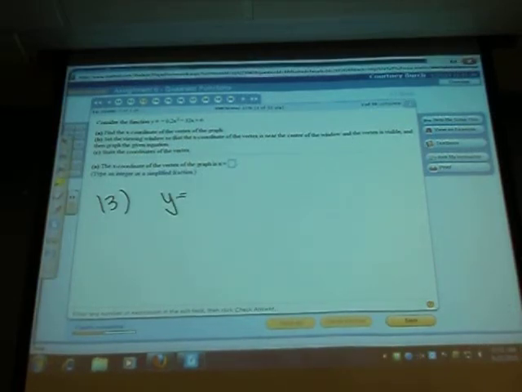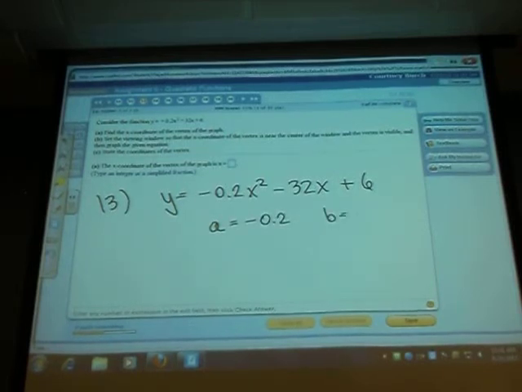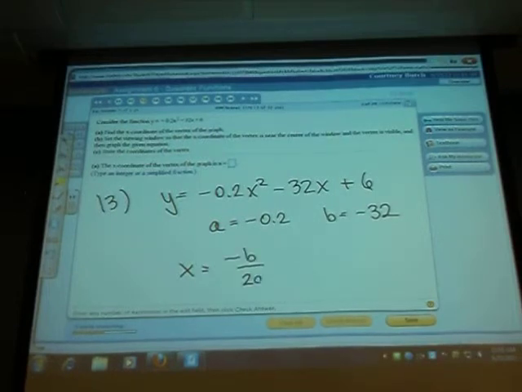My equation is y equals negative 0.2 x squared minus 32x plus 6. Okay, now this is already in standard form with the x squared first, so I don't need to rearrange it. I can just say that my a is negative 0.2. My b is negative 32. Okay? So my x would be negative b over 2a. Now if my b is already negative 32, then negative b would become positive 32.